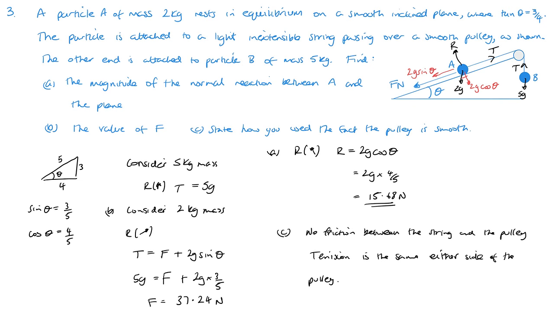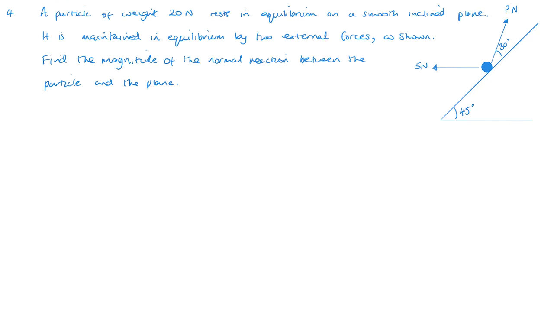Let's move on to the final question. Okay, number 4. We've got a particle of weight 20 newtons, acting straight down, which rests in equilibrium on a smooth inclined plane. It is maintained in equilibrium by 2 external forces as shown. Find the magnitude of the normal reaction. So we want to find R. We technically don't have to find P, but we do have to find P to be able to find R. So let me resolve P first of all.